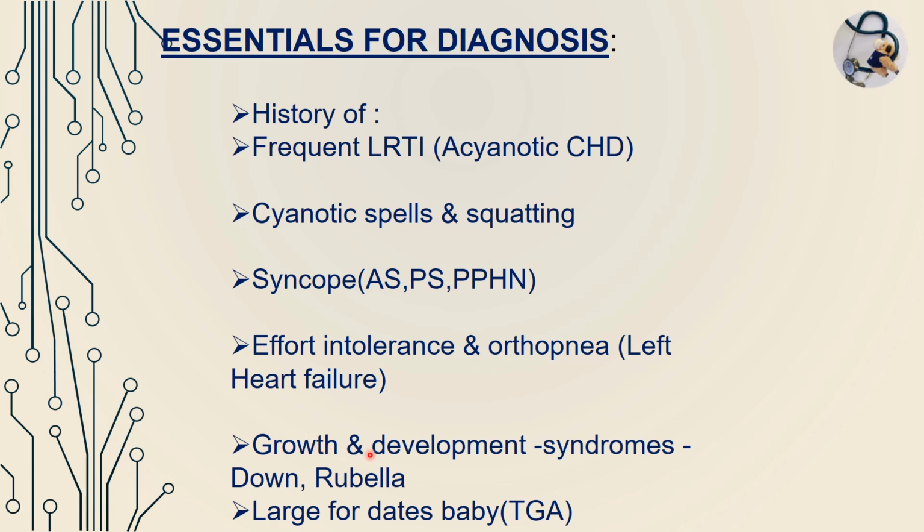Then you have to assess the growth and development of the child, because you need to check whether there are associated syndromes. If there are syndromes, you may even get facial dysmorphism, so you have to check for all those also. And take in the history whether the baby was a large for date baby, because transposition of great arteries is associated with large for date babies.